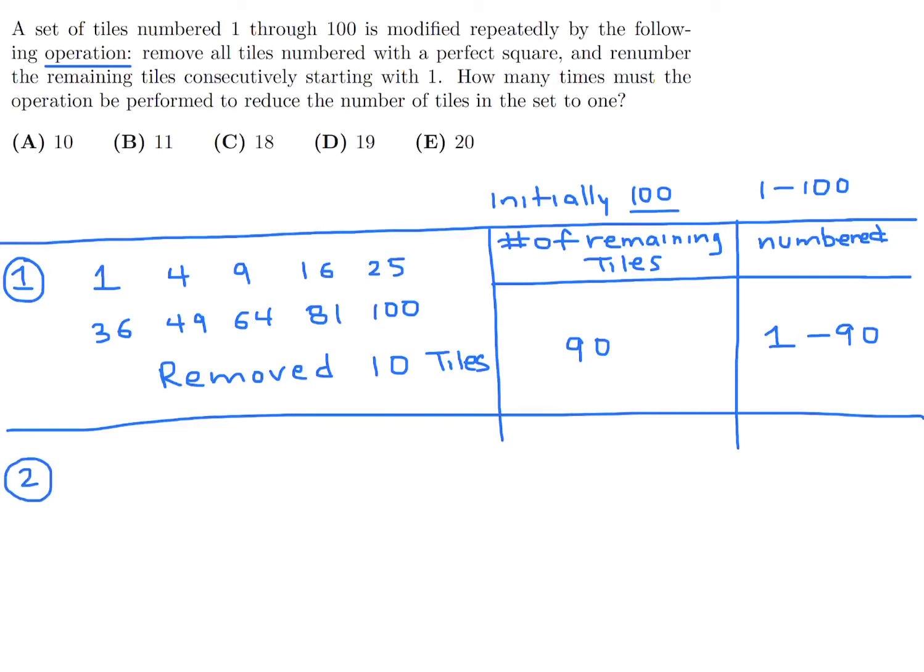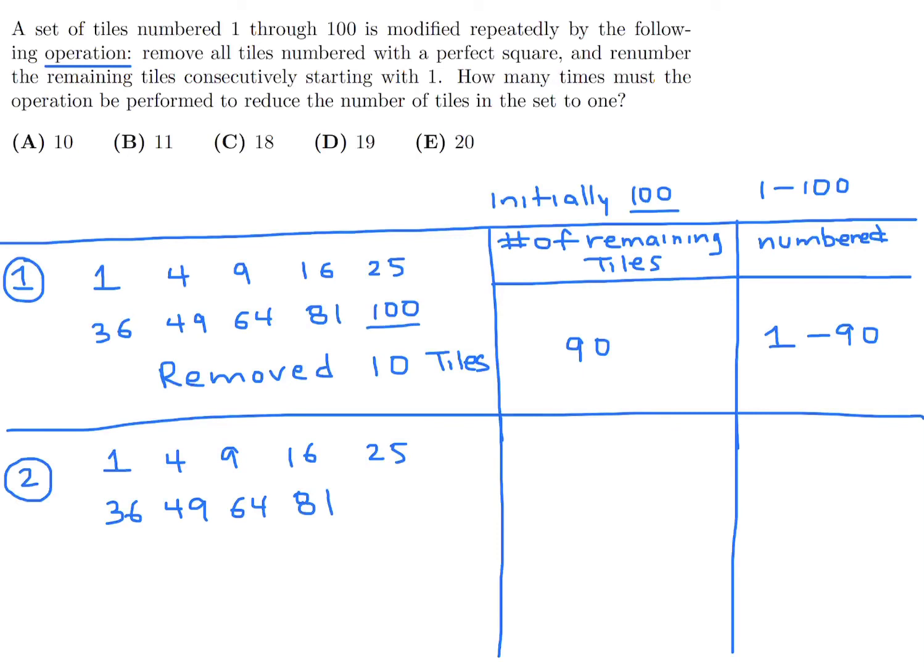Now we do it a second time. Same scenario. We have to remove perfect squares again. So 1, 4, 9, 16, 25, 36, 49, 64, and 81. We don't have to worry about the 100 because the 100's gone. Why? Because the tiles are only numbered 1 through 90. So we have to remove these 9 tiles. And once these 9 tiles are removed, how many will we have remaining? We will have 81. And those will be numbered 1 through 81, like that.